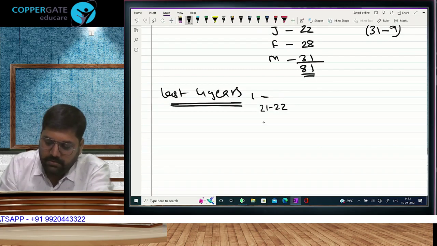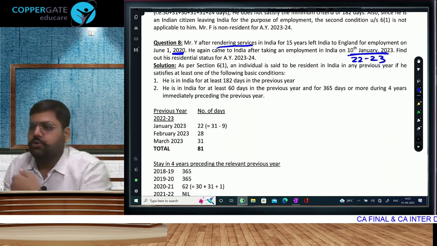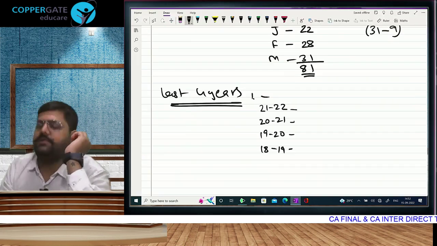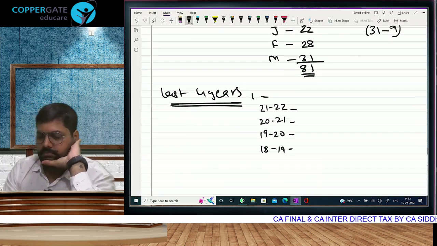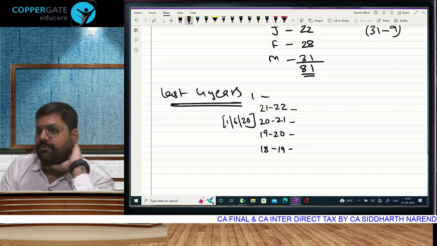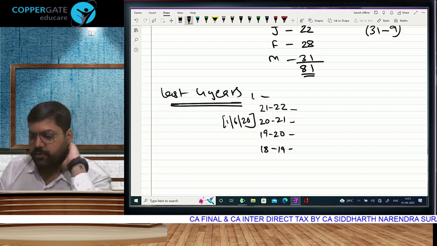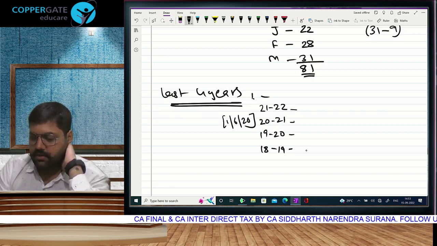21, 22, 20, 21, 19, 20, 18, 19. He left India for the first time on June 1, 2020. That's which year out of these 4? 2021. 1st June 20 को he left. Before that he was in India. So before that मतलब कौन सा साल? 19, 20, 18, 19 was he in India? 18, 19 how many days?